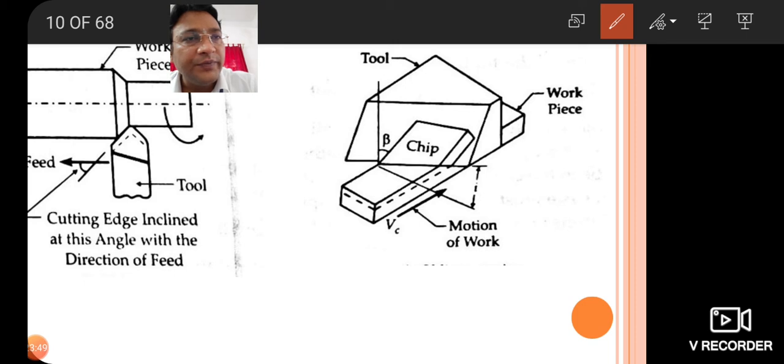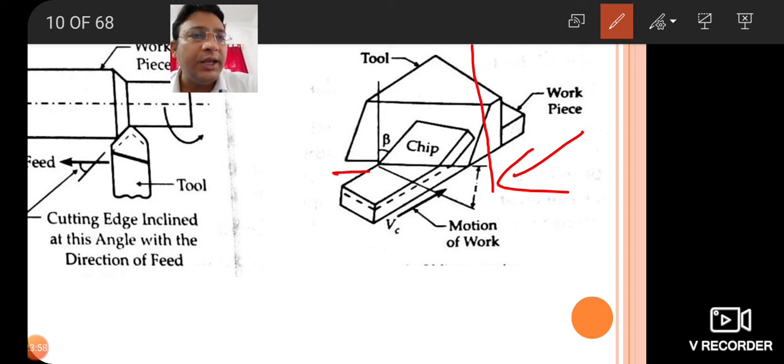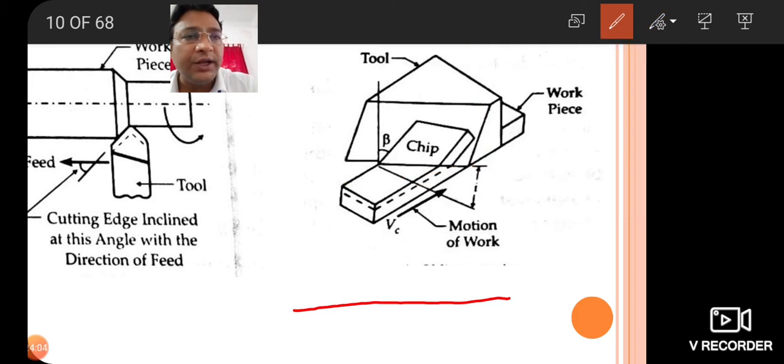So this is your work feed or tool feed, and that is a particular normal to this. Your cutting edge is inclined at a particular angle. Try to understand again: suppose this is the work feed or tool feed, this is the normal to it. So the cutting edge is like this. Here it is your cutting tool, it is like this.